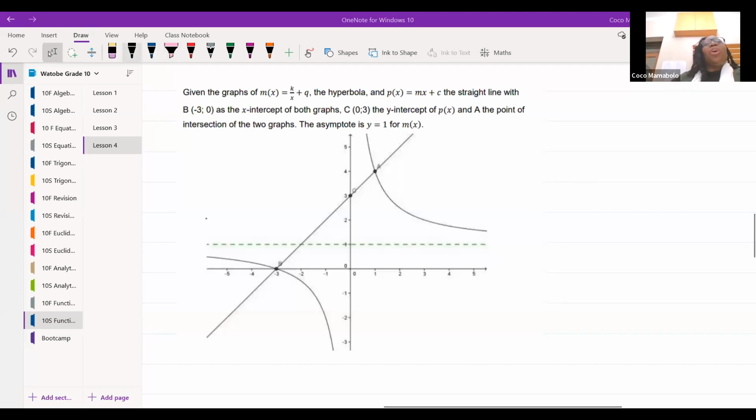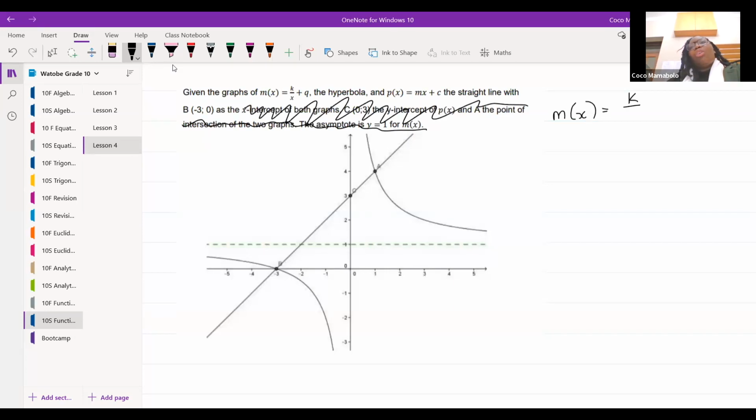All right. So we're going to ignore a lot of the information we've been given here, and we're just going to focus on what we need. So we're not going to be looking at the straight line graph. We are only going to be focusing on our hyperbola in this question. Okay, so our hyperbola says m of x is equal to k over x plus q. Right, and trust me, it's the easiest thing you're going to see all day. Don't even stress.